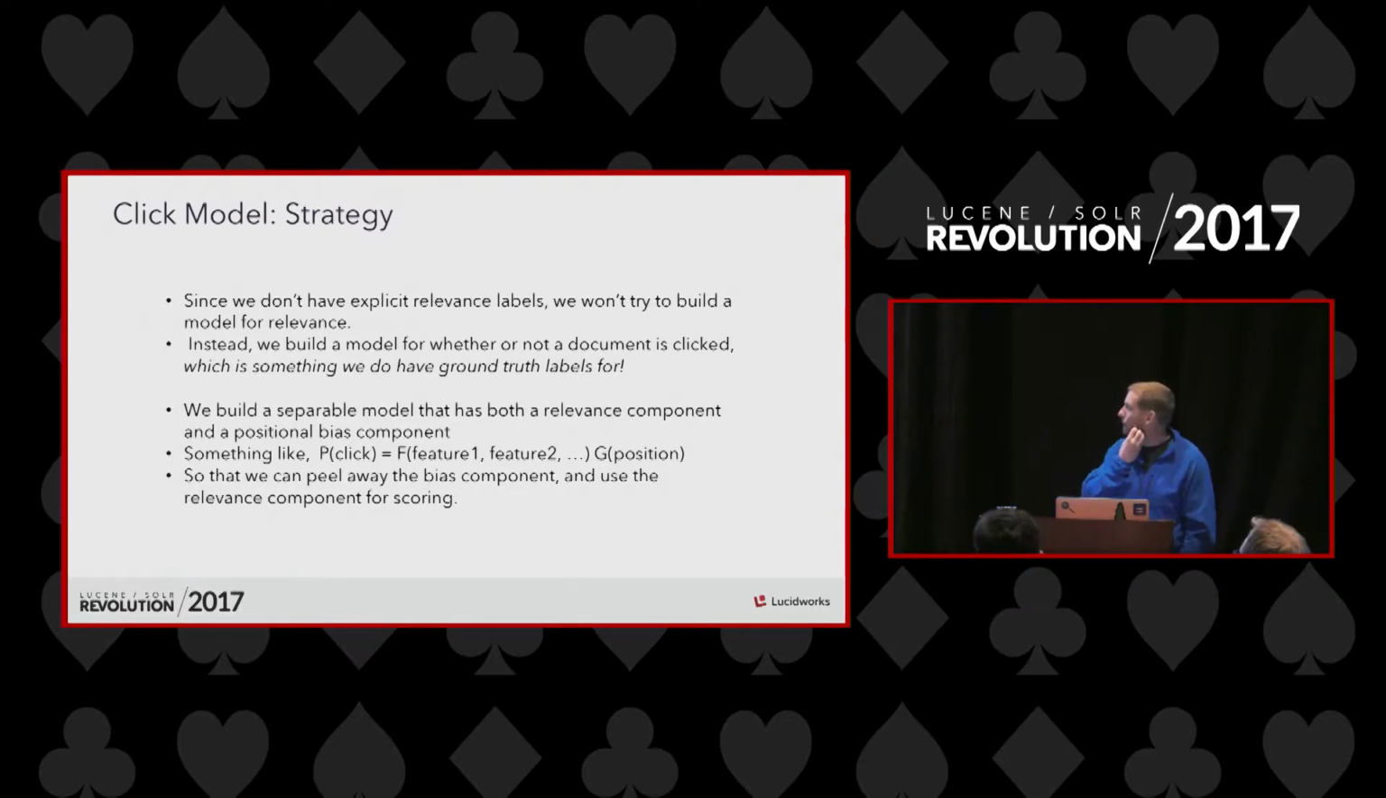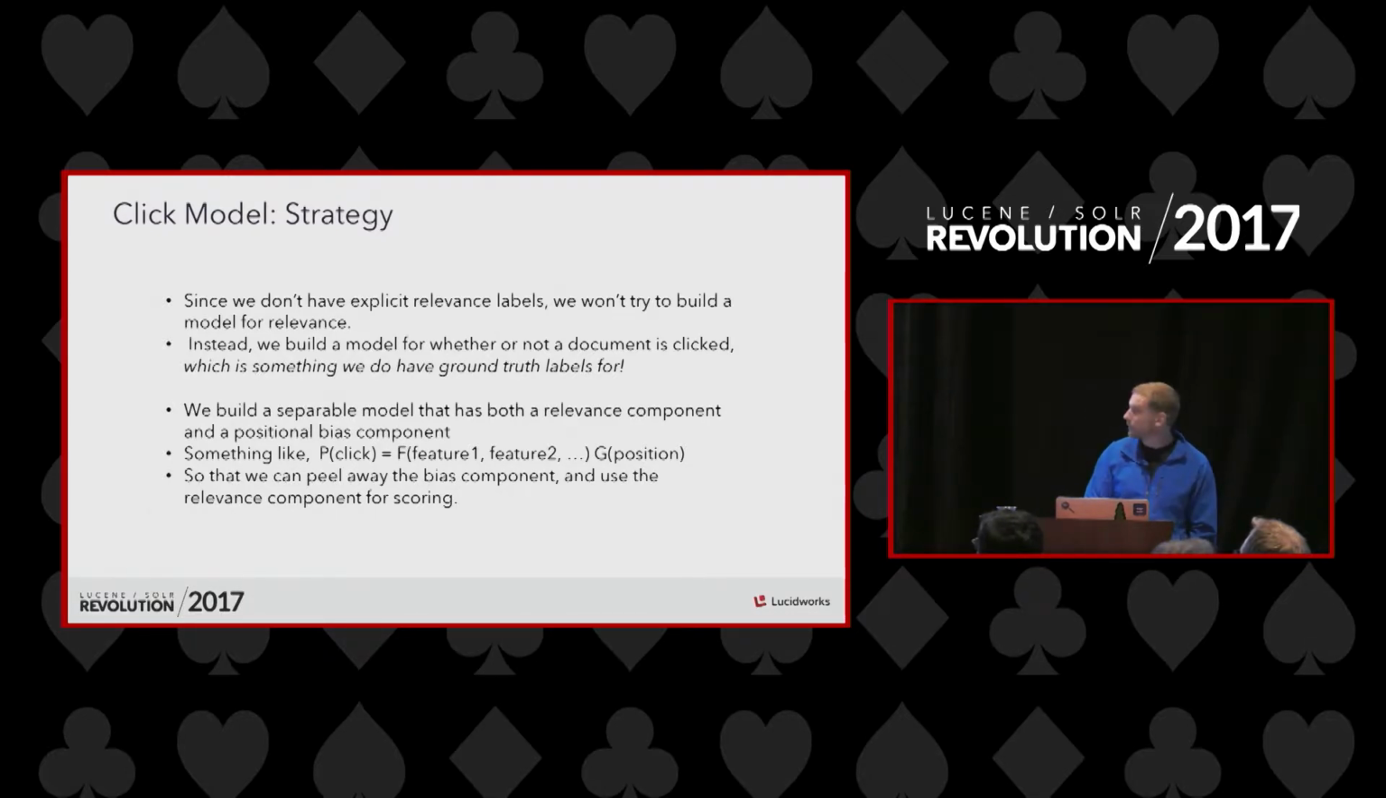So the strategy we decided to take is, instead of building a model for relevance, because we don't have labels for that, we just build a model for clicks, because we do have ground truth labels for clicks, tons of them. So what we're going to do is build a click model, a model that tries to predict which documents are clicked. But we're going to build it in a very special way.